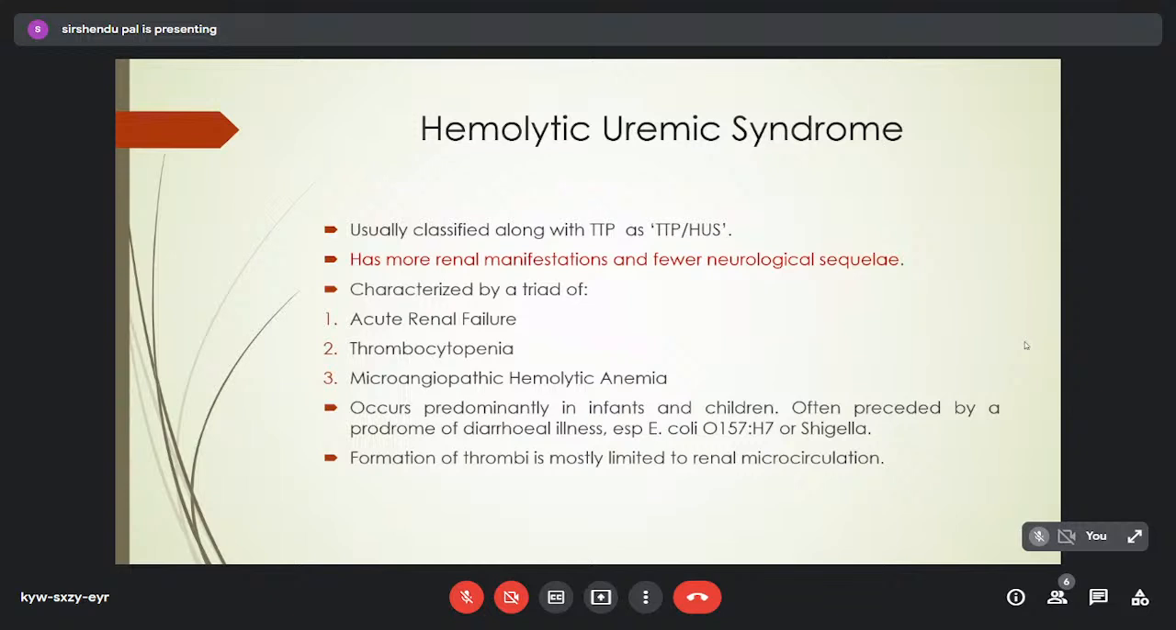Coming to hemolytic uremic syndrome, it usually is classified along with TTP as TTP-HUS. It has more renal manifestations and fewer neurological sequelae than thrombotic thrombocytopenic purpura, and it is characterized by a triad of acute renal failure, thrombocytopenia, and microangiopathic hemolytic anemia. It predominantly occurs in infants and children and follows a diarrheal disease which is caused by either E. coli or Shigella. Formation of thrombi is limited to the renal microcirculation, unlike in TTP where it can affect any circulation.